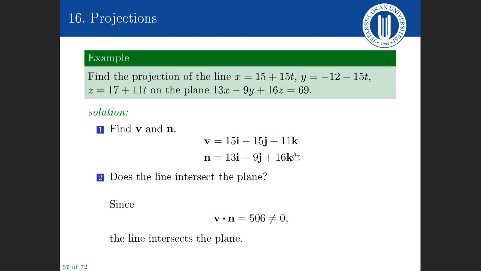We need V and N, and we need to answer the question, does the line intersect the plane? Because V dot N is not 0, the line does intersect the plane. So straight away we know we're not in case 2. The line is not parallel to the plane.